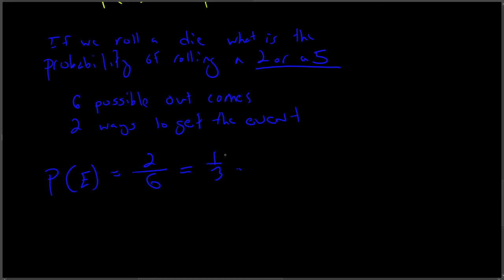And so probability is a way of talking about how many different ways there are to get something out of all the possibilities. And it gives us the chance of this happening.